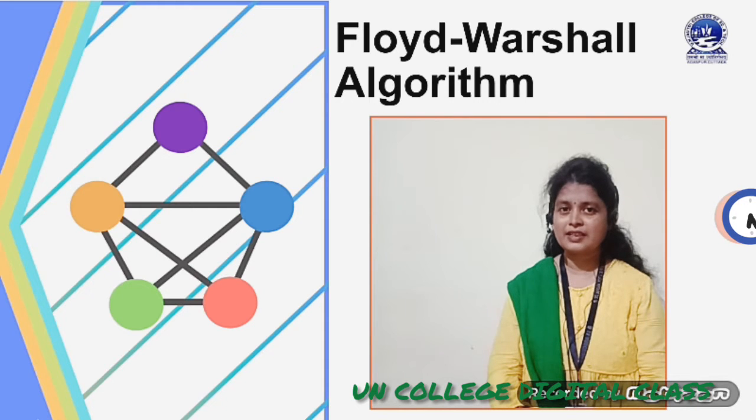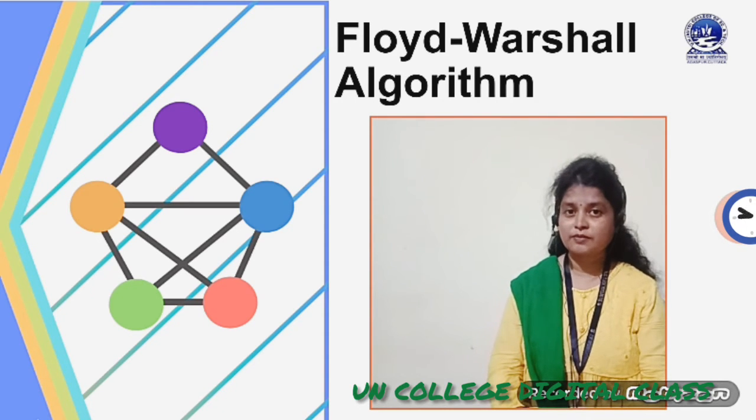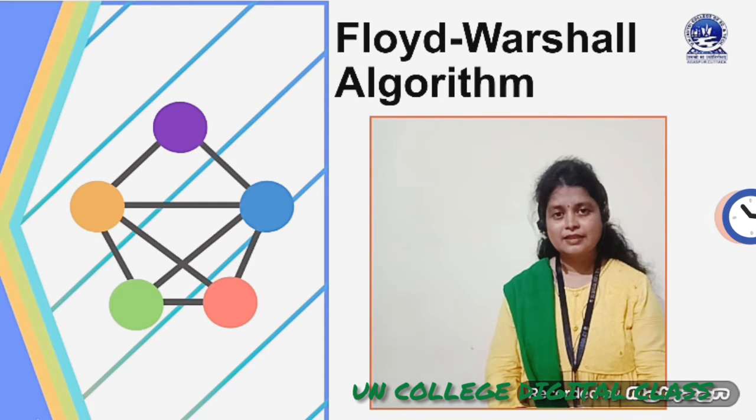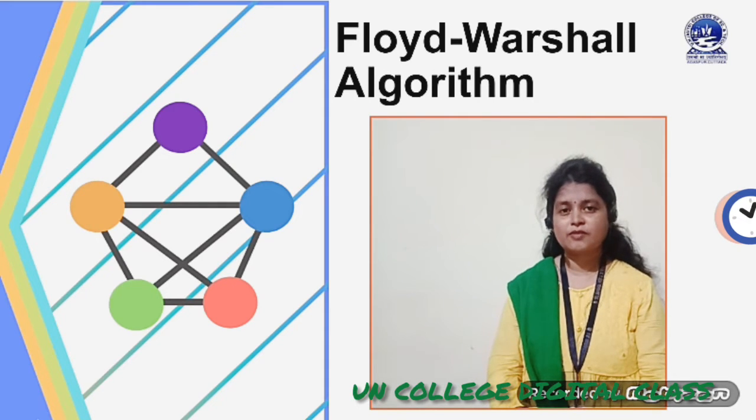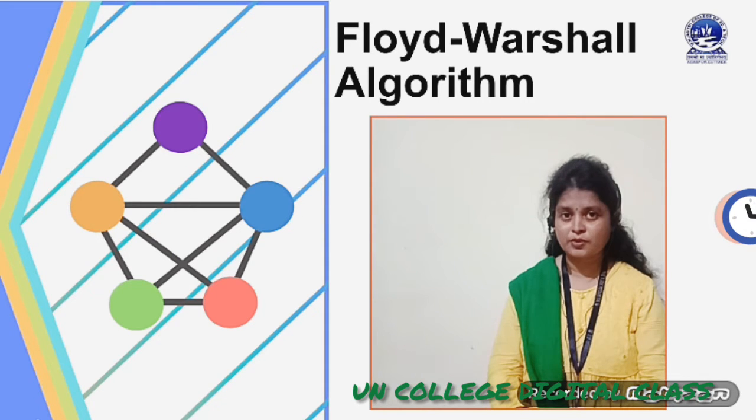In the previous class of design and analysis of algorithm, I discussed the Dijkstra algorithm, which is meant for finding the shortest path problem in a graph. In this class, I am going to discuss the Floyd-Warshall algorithm, which is meant for the all pair shortest path problem.